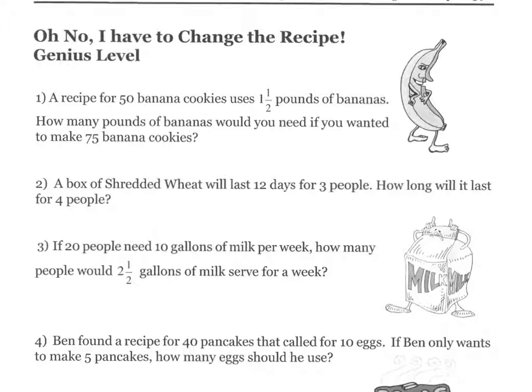Okay, so we have a ratio problem, 50 bananas, 1.5 pounds. And let's just put the bigger number on the bottom. So we have 1.5 makes 50. So then how much do we need for 75? So in this case, we want to look, and it's not real obvious what the relationship is between 1.5 and 50, but the relationship between 50 and 75 is one that we can get.